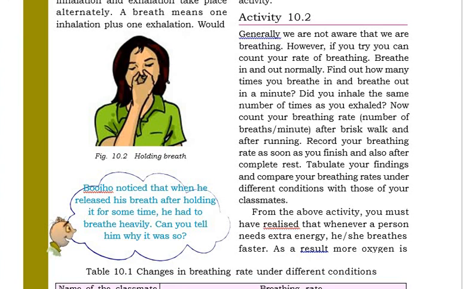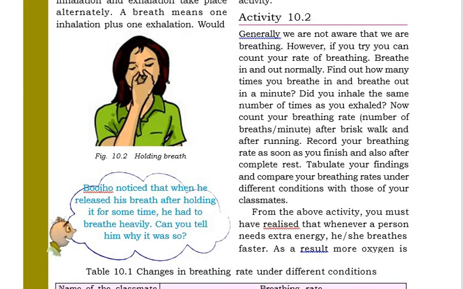Now count your breathing rate, that is the number of breaths per minute, after a brisk walk and after running. Record your breathing rate as soon as you finish and also after complete rest. Tabulate your findings and compare your breathing rates under different conditions with those of your classmates. So when you do this activity with your friends, you can see the changes and find the breathing rate under different conditions.